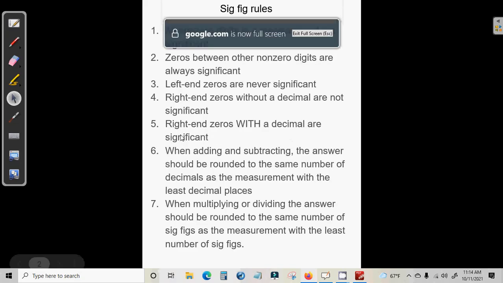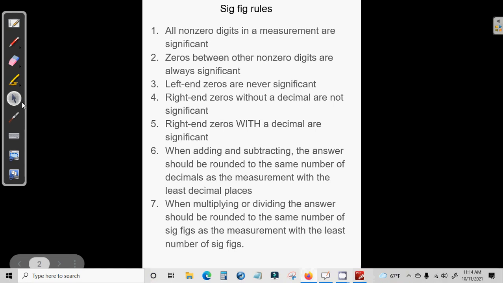Alright, so right-end zeros with a decimal are significant. So for example, if you had 600.0, okay, that is 4 significant figures because of that decimal. Okay, but remember, if you just have 600, that's only one significant figure because there's no decimal.